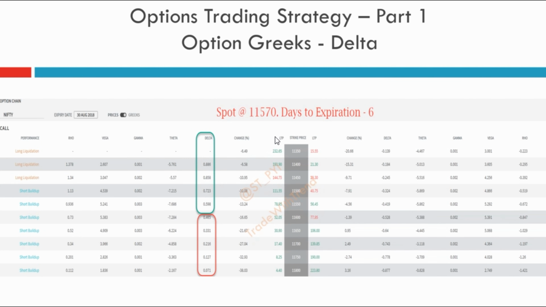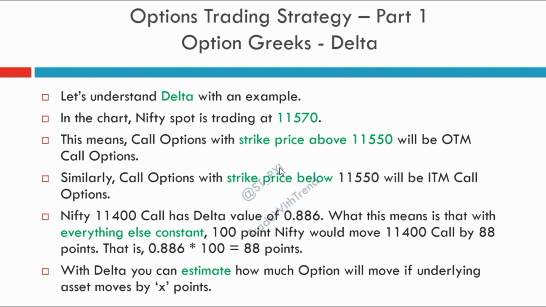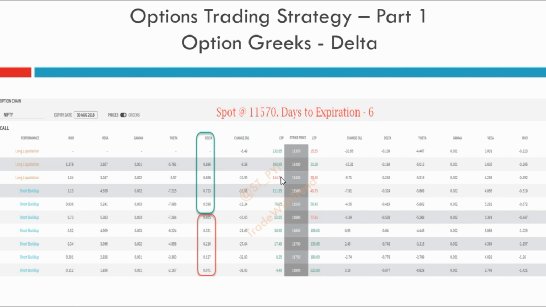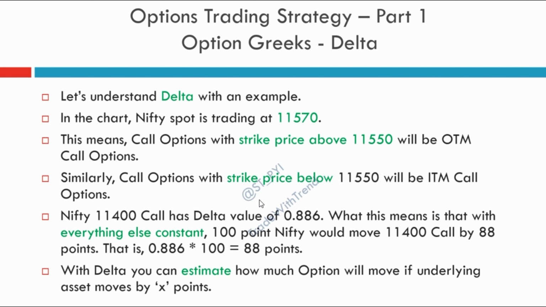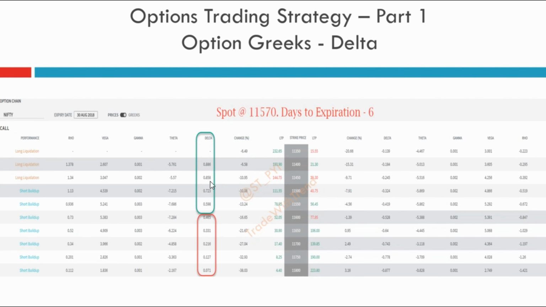Now I'll just take you to this slide. Again, this is the Greek segment. I've highlighted the delta part here. Now look, 11,570 is the spot price. Days to expiration is 6. So let us take up the 11,400 call. So 11,400 call has a premium of 191. And let us measure the delta value of 11,400. It is 0.8. Okay. Now let's come back here. So 11,400 has a delta of 0.886. That is what we saw here.